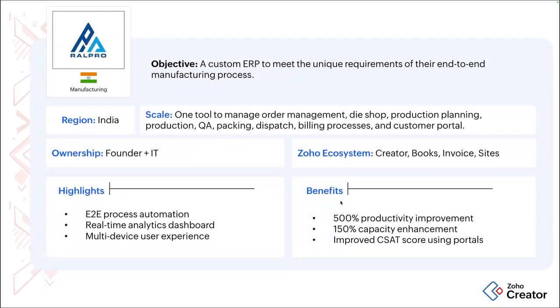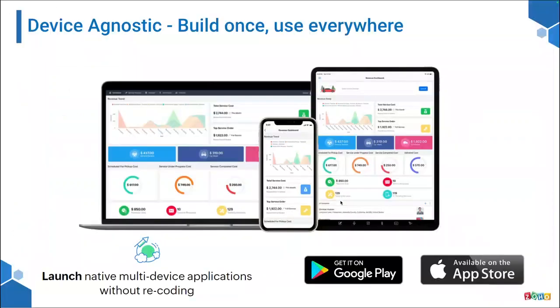So one other case study would be Ralpro, who's based out of India. They're an aluminum extrusion manufacturer. They have built one tool to manage their end-to-end production process. They have an ecosystem of multiple Zoho products which are integrated together to form one full-fledged solution. By doing so, they've observed 500% productivity improvement and 150% capacity enhancement. So these are terms and words from their own mouth. So you can refer to the case studies to learn more about it.